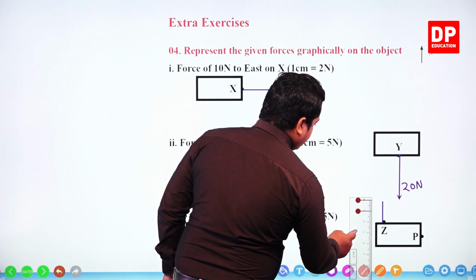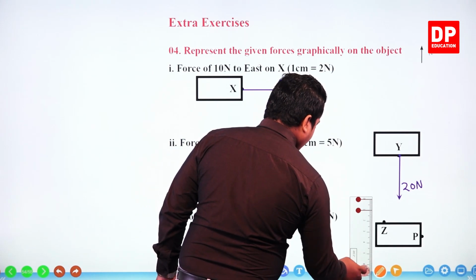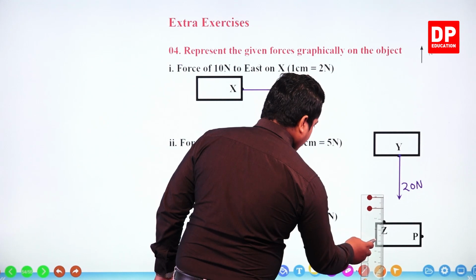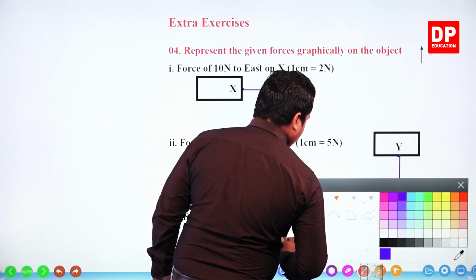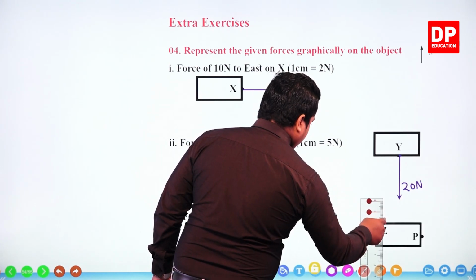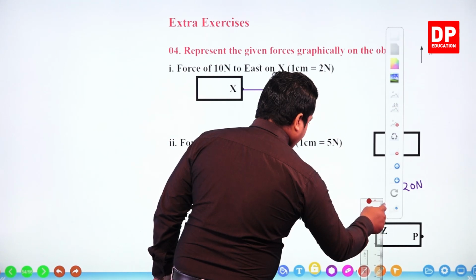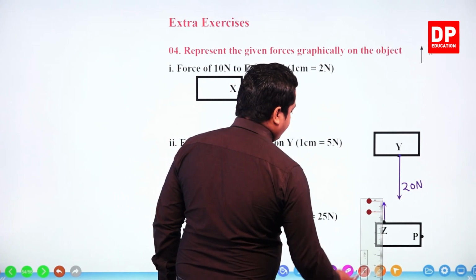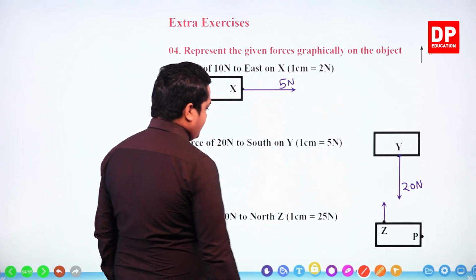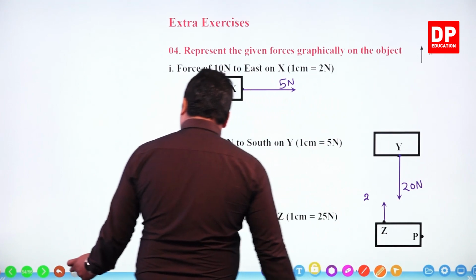Right? So we'll take an arrow, we'll place it over here at 2 centimeters exactly. We'll use the arrow. Right, exactly 2 centimeters. So finally, we'll represent how much is the value. 50 Newton.